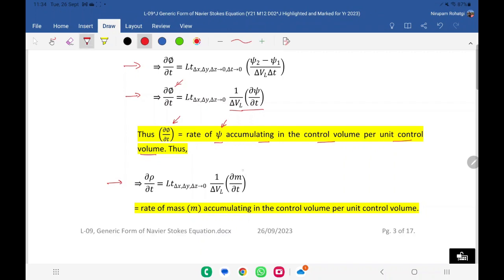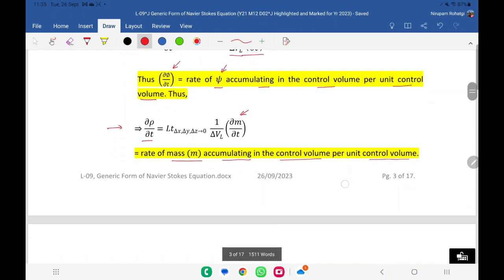psi is rho multiplied, psi is phi multiplied by delta VL. So this will become m. So this del rho by del t is nothing but the rate of mass accumulating in the control volume per unit control volume. So wherever you are getting this term del rho by del t, that tells you how much mass is accumulating in the control volume per unit control volume per unit time.